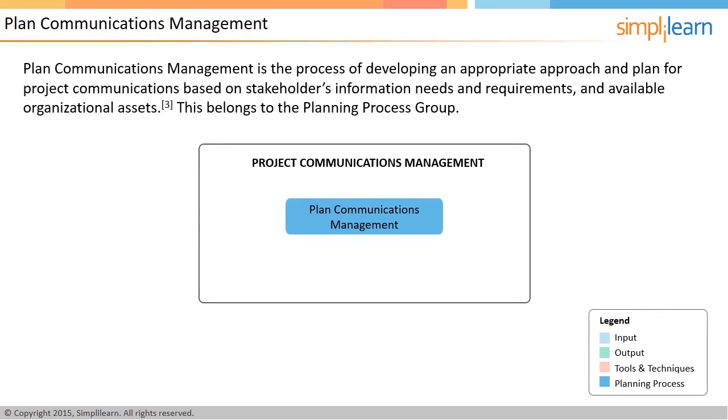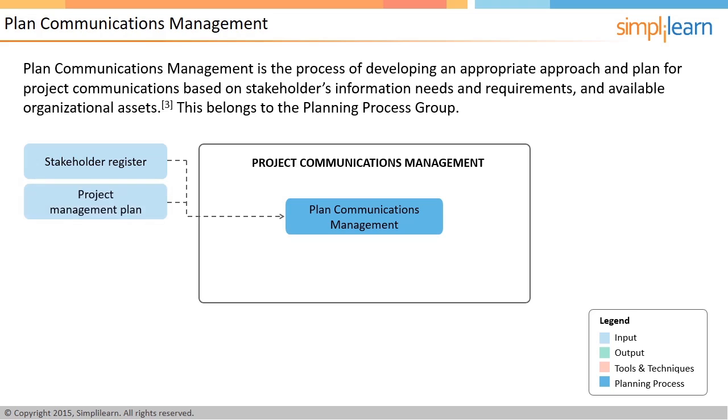Plan communications management is the process of developing an appropriate approach and plan for project communications based on stakeholders' information needs and requirements and available organizational assets. This belongs to the planning process group. Stakeholder register is an important input to this process. It is a list of all the stakeholders.